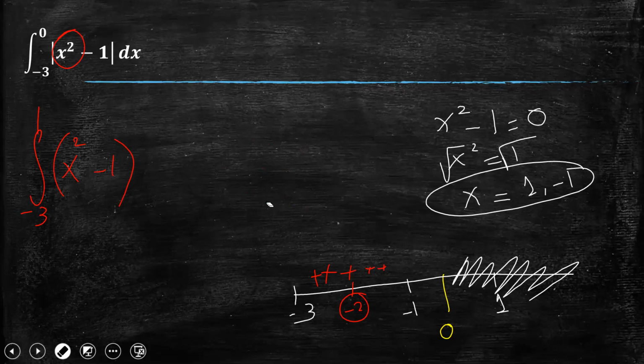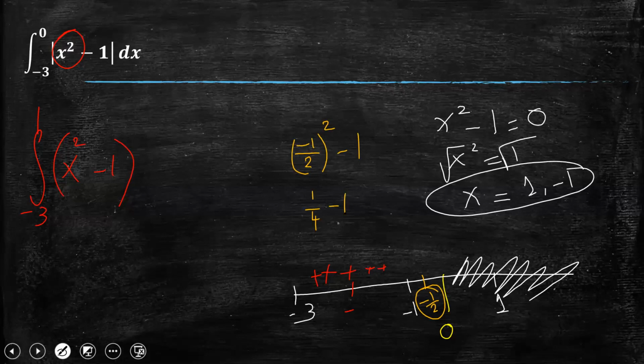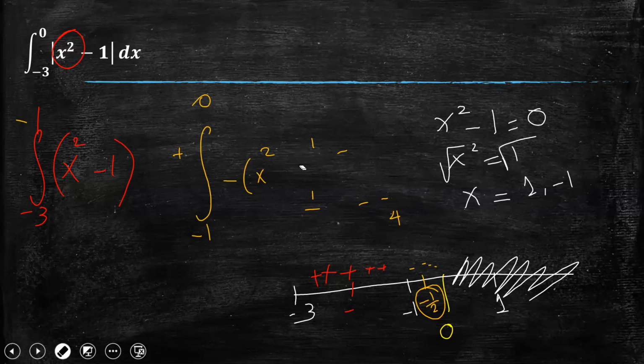Then let's try now a new number between -1 and 0. As an example, let's take -1/2. Evaluate it now. -1/2 squared minus 1. -1/2 squared is 1/4. Minus 1, it's negative 3 over 4. So it is negative. So between negative 1 and 0, it will be negative x squared plus 1.